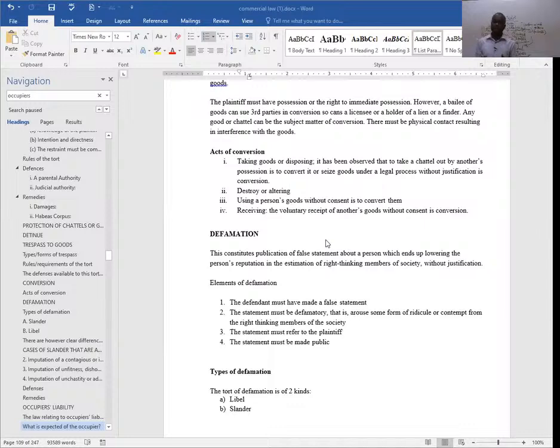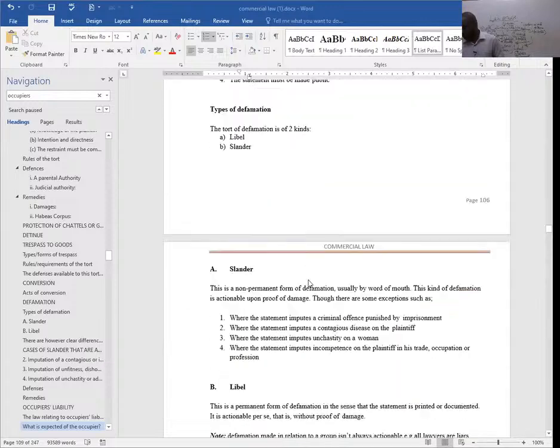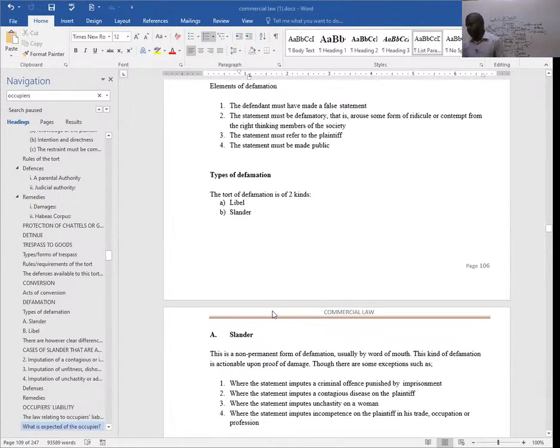But we've said it is in two forms. It can either be in a permanent form, known as libel, or in a non-permanent form, just by word of mouth, known as slander. So those are the two forms or types of defamation. So what is libel? Maybe we can start with slander. This is a non-permanent form of defamation, usually by word of mouth.